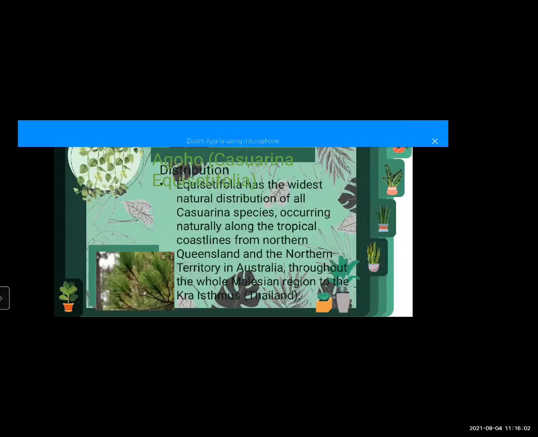Distribution. Casuarina equisetifolia has the widest natural distribution of all Casuarina species, occurring naturally along the tropical coastlines from northern Queensland and the Northern Territory in Australia, throughout the whole Malesian region to the Kra Isthmus in Thailand.